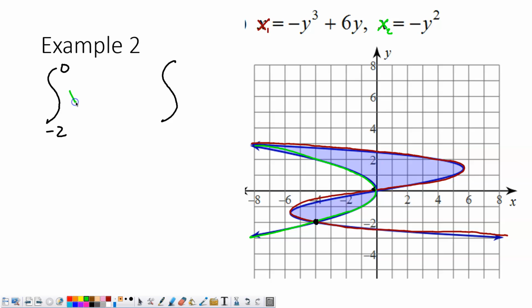Why x2? Further to the left. You're right. Or further to the right. So the green function is farther to the right than the red one, right? You see that? You guys agree? Okay, so the green is to the right of the red in that area. We can ignore this. We don't care about this. We're just looking from -2 and up. So for that bottom piece, the green is to the right of the red. So we're going from -2 to 0. It's x2 minus, oh, I wrote that wrong, x1.